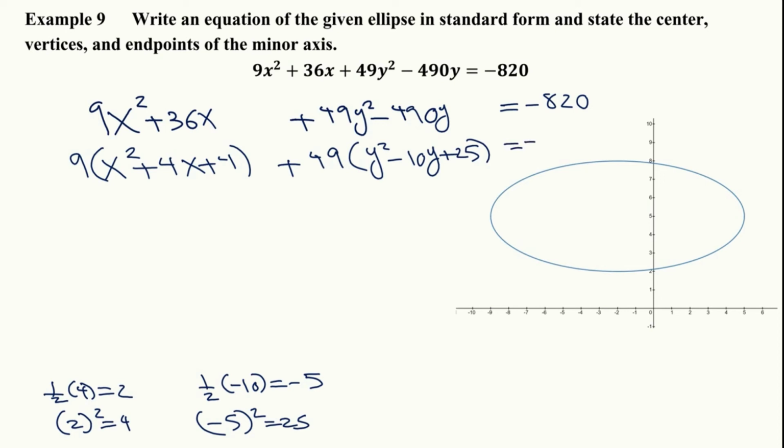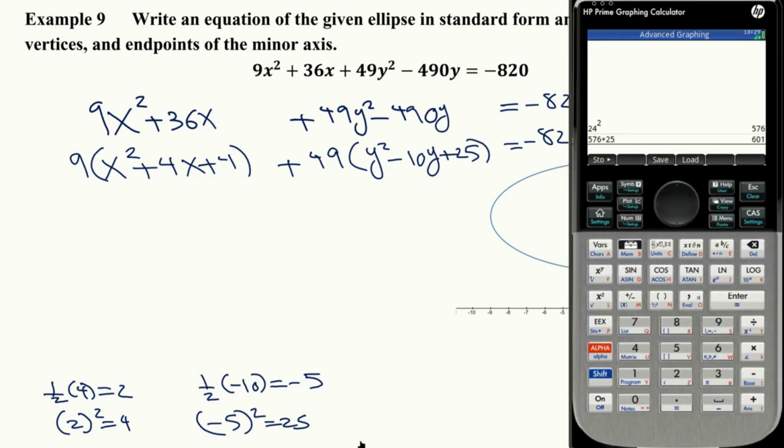Now, here's where you have to be extremely careful. We're not just adding a 4 to the left side so that I can just add a 4 over here. We're actually adding 9 times 4, right? That's 36. So I need to add 36 to balance that off. And over here, I'm not just adding 25. I'm adding 49 times 25 to this side, right? So we need to figure out what 49 times 25 is.